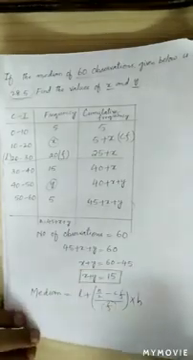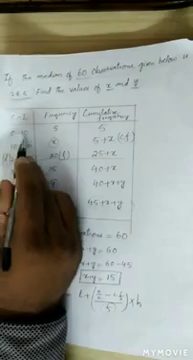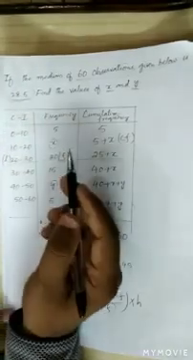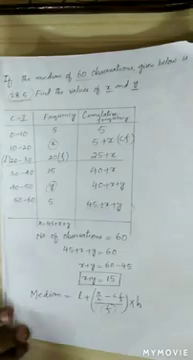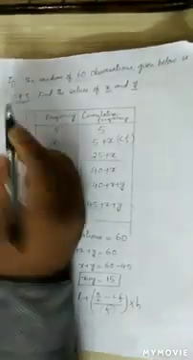And what is H? H is the class interval, which is 10, because 0 to 10, 10 to 20, 20 to 30. So it's 10 here, very simple and very easy. And the median is already given to us. What is the median given to us? 28.5.